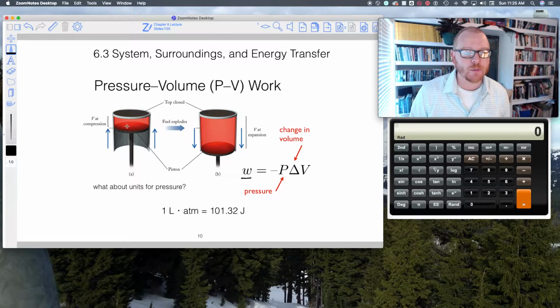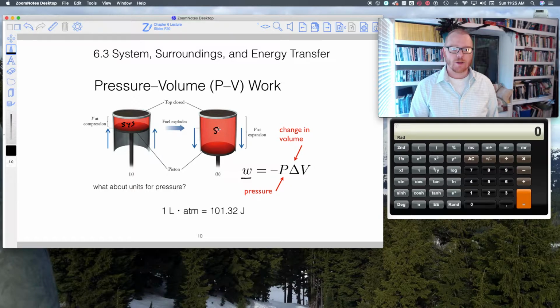So compression work, right? If let's say I define what's inside my piston as the system, okay? Then this is positive work that's being done. So the surroundings are working on the system for compression. But now, look at this, fuel explodes.